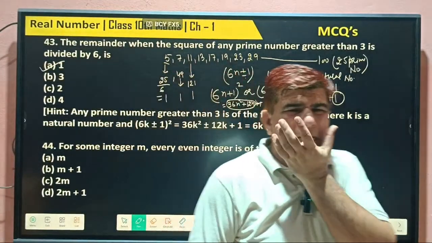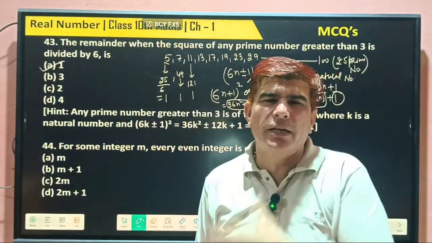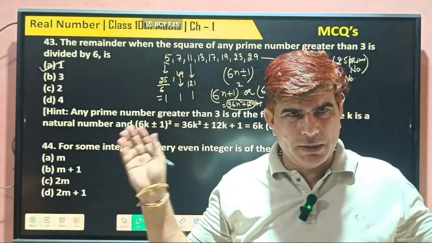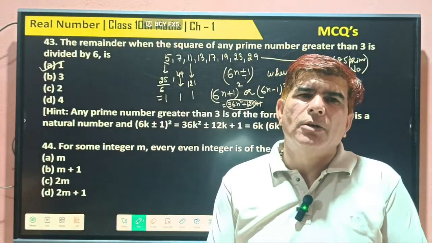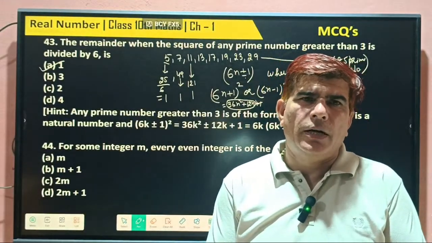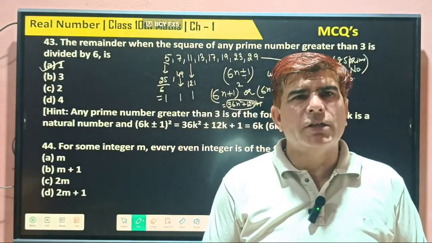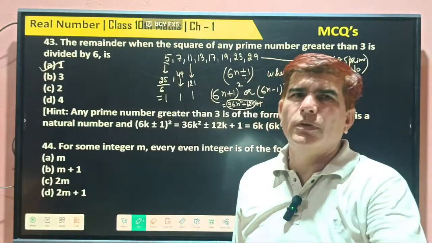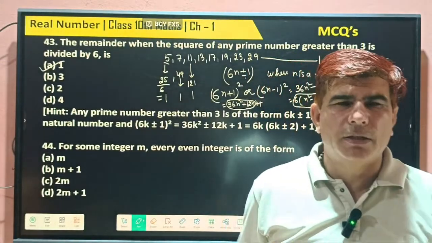And what's its meaning? Its meaning is this: if anybody says this is a prime number, how big is it? This is a prime number and it's divided by 6. What's your remainder? Directly you can say its remainder is 1.